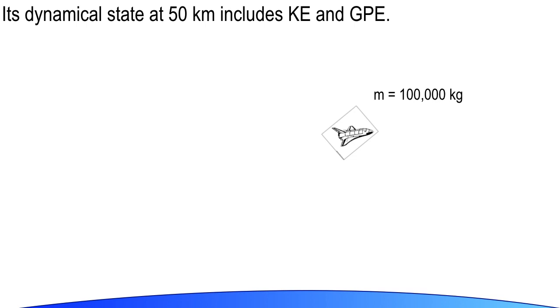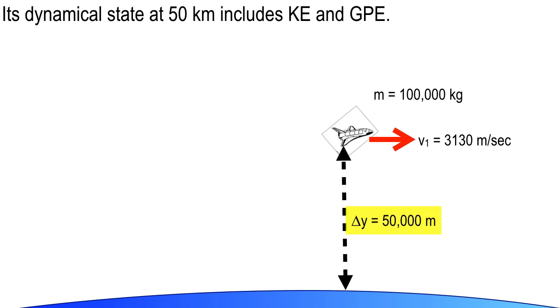All right, so here's my speed up there. Mach 9.1 is 3,130 meters per second. Pretty sweet. That's faster than any jet. The SR-71, the spy plane, is the fastest plane we know of, and it's not even close to that at its maximum speed. And so our delta y is 50,000 meters, 50 kilometers.